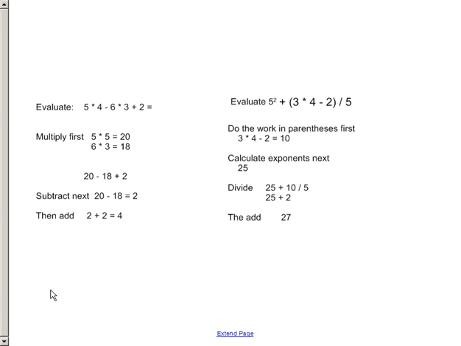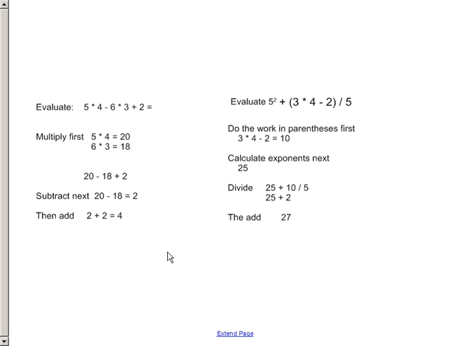The first, 5 times 4 minus 6 times 3 plus 2. First, we would multiply. I'm sorry, this is incorrect. That should be a 4. 5 times 4 is 20, and 6 times 3 is 18. So we would multiply first. We'd have 20 minus 18 plus 2. Next, we would subtract. 20 minus 18 is 2. And then finally, we would add. 2 plus 2 is 4. So we do the 5 times 4, the 6 times 3, subtract these two products. 20 minus 18 is 2, plus 2 is 4.